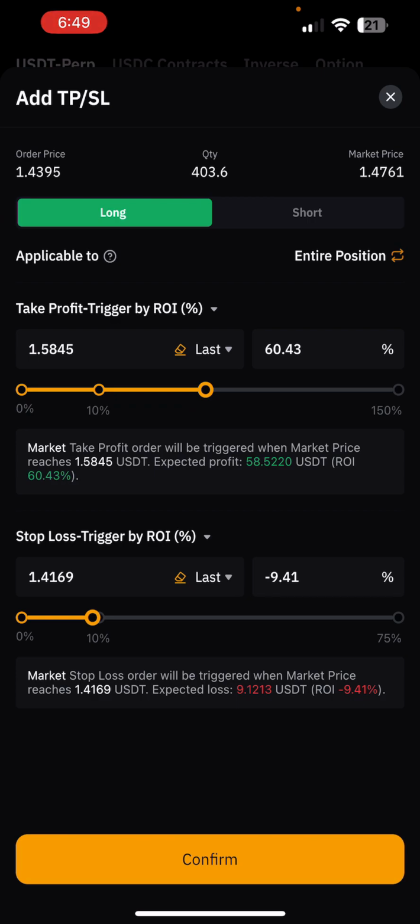Check back the amount you are going to be losing, and you can see the amount I'm going to be losing on this trade has reduced to what? 9 USDT, which is 9.4%. So that's it. Risk management is very, very important. You don't just execute a trade without knowing the amount you are going to be risking on each trade.